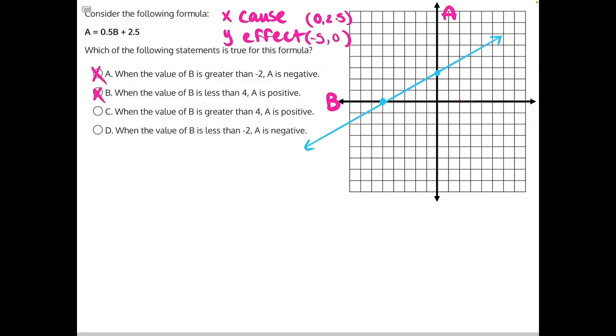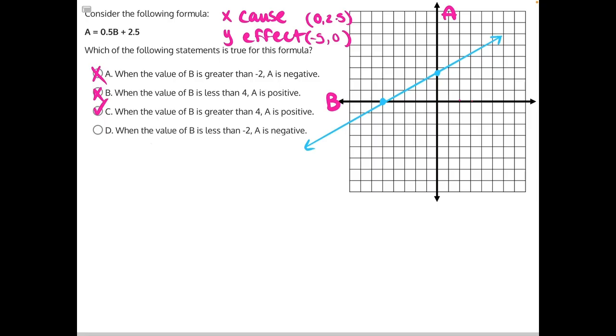C says when the value of B is greater than 4, again, 1, 2, 3, 4, A is positive. Well, to the right-hand side of this line, all of our A values stretching into infinity are going to be positive. They will never become negative. So that means answer choice C is our correct answer. And at that point, you can mark C and move on with the rest of the test.